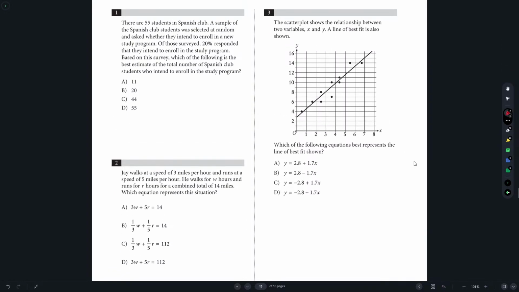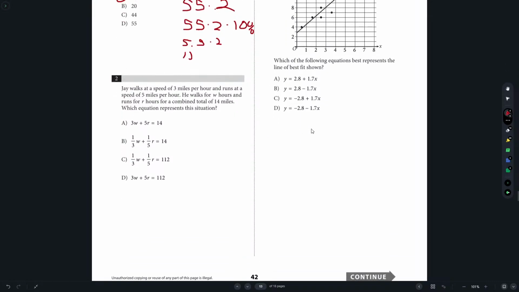There are 55 students in Spanish Club. A sample of the Spanish Club students was selected at random and asked whether they intend to enroll in a new study program. 20% responded that they intend to enroll. So what is a good estimate? If we took a sample and 20% responded, we're going to take 20% of the 55 students in the Spanish Club. So it'd be 55 times 0.2, which is the same thing as saying 55 times 2 times 10%. 10% is 5.5 here, and times 2 is going to be 11.